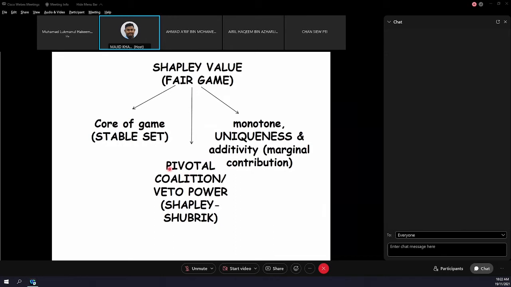Next, we also can look at how this Shapley value can be used to find veto power. How WHO has veto power. How veto power in the world is formed. It's called Shapley-Shubik. And finally, we also can look at the core of the game. And do remember, for your midterm test, I will be involving monotone, uniqueness, and additivity. Also power-tail correlations, veto power.